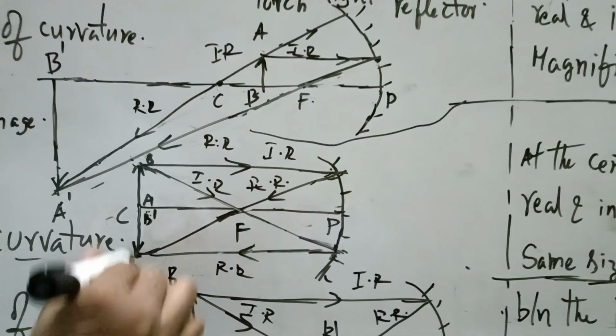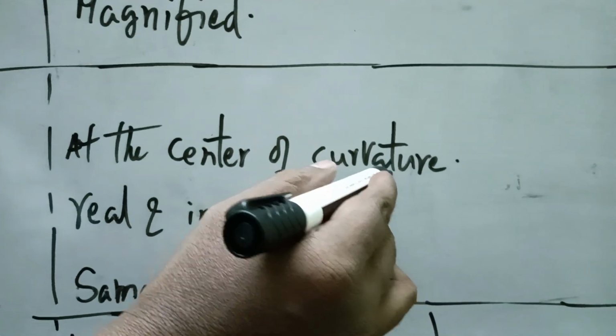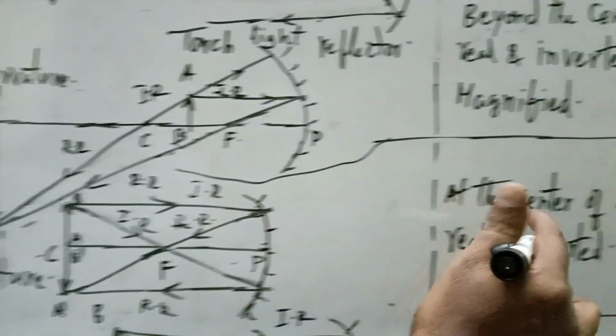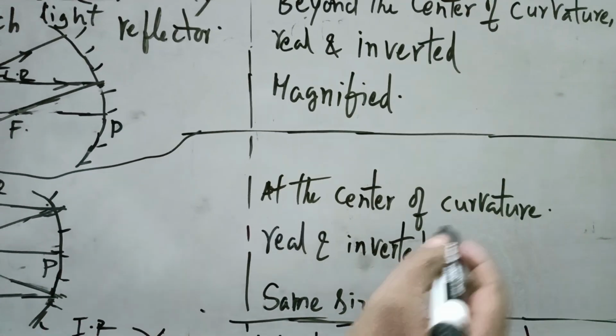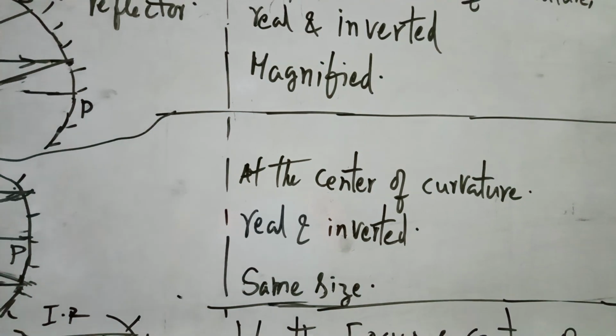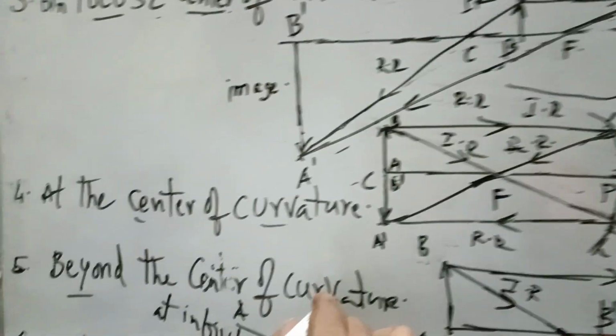This is the image. So at the center of curvature, we get the image at the center of curvature. Remember that the object is at the center of curvature, and the image is also at the center of curvature, which is real and inverted. Real and inverted.